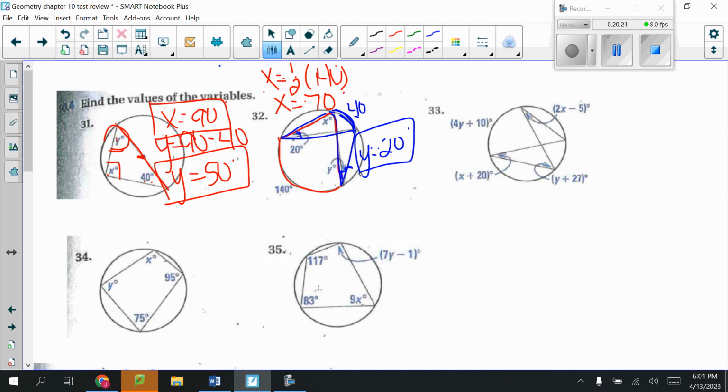Number 33, if I look at the 2x minus 5, 2x minus 5 intercepts this arc, but so does the x plus 20. They both intercept the same arc. Remember, if they intercept the same arc, then they are congruent. So just set those equal. So I'm going to say 2x minus 5 equals x plus 20. Get all of my x's on the same side. So now I have x minus 5 equals 20. So x equals 25.